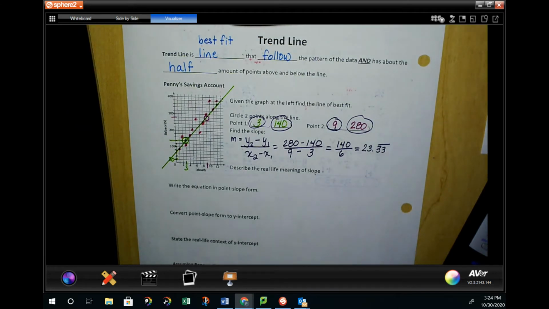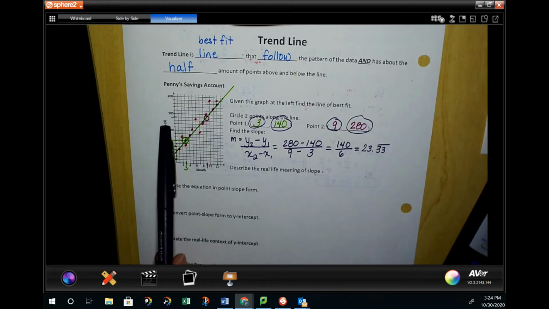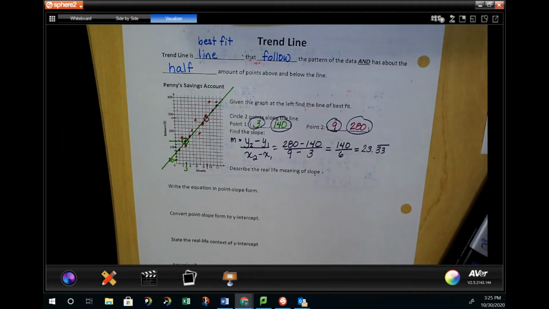I would assume that Penny's savings account situation is she is gaining money about $20 to $30 a month. So if you have a neighbor or a friend that you want to call, you say, hey, what did you get for a slope? You would assume that your slope would probably be about 20 to 30. That's a logical slope.